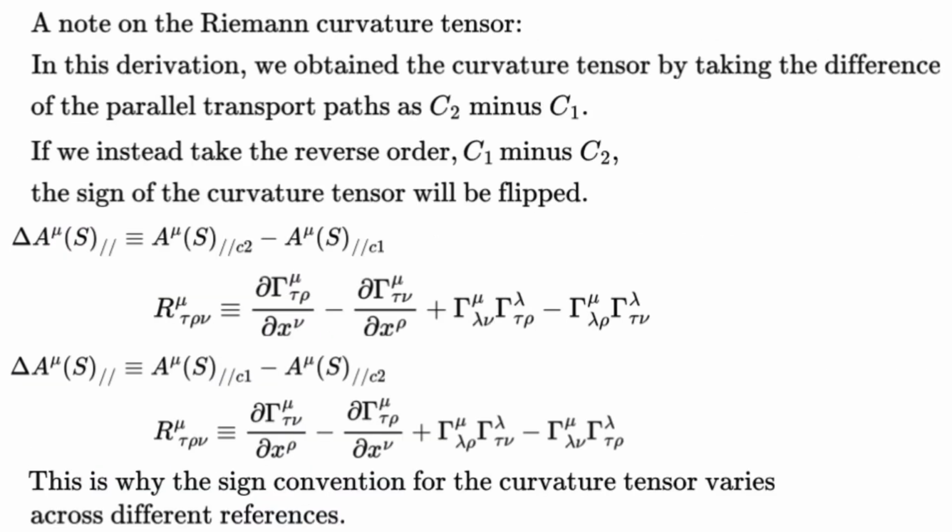A note on the Riemann curvature tensor. In this derivation, we obtain the curvature tensor by taking the difference of the parallel transport paths as C2 minus C1. If we instead take the reverse order, C1 minus C2, the sign of the curvature tensor will be flipped. This is why the sign convention for the curvature tensor varies across different references.